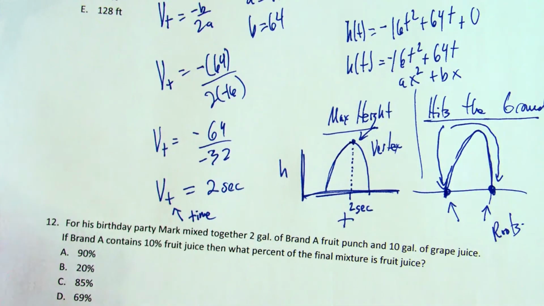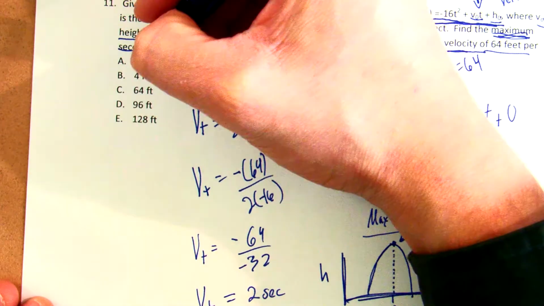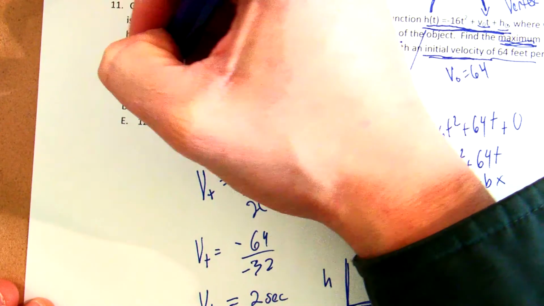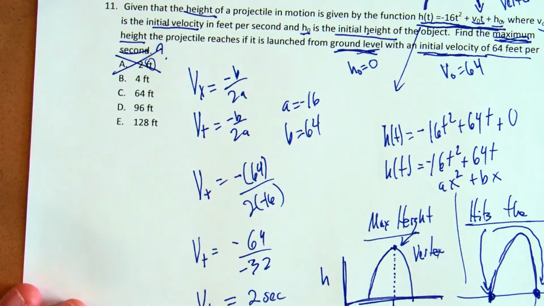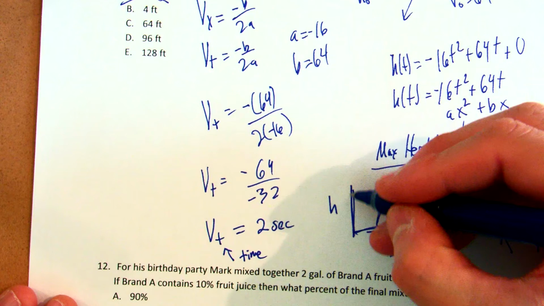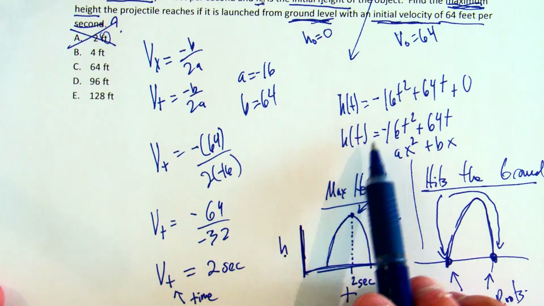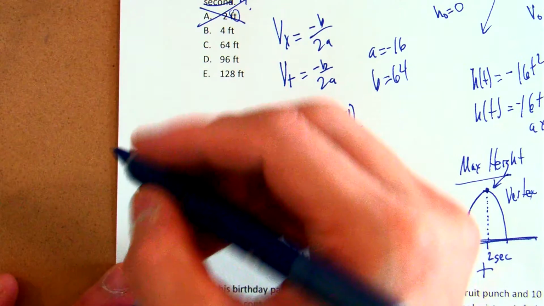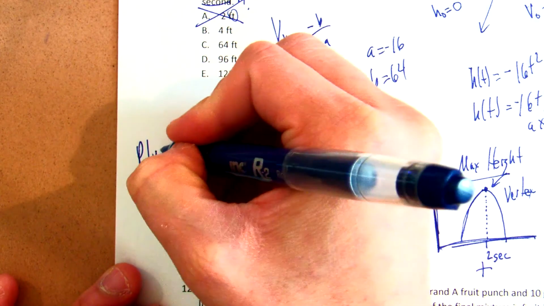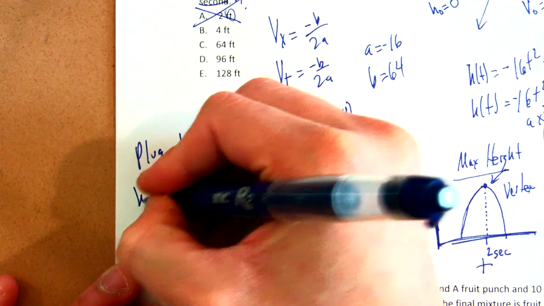So what does this mean? This means that A is 2 feet. Well, that's clearly wrong because I want the feet, not seconds. So A is wrong. So how do I find this? Well, you would just need to plug it back in to the h equation, i.e. the height. And the height equation is right here. Right? We have it here. So we're going to plug t equals 2 into h of t.